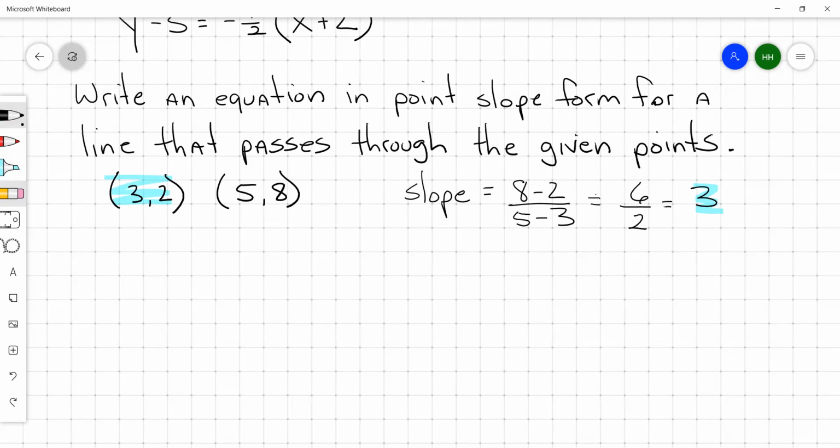So you take it and we go y and the opposite of the y value given. And today, let's just use the first point each time. All right, let's use the first point. So we're going to go y minus 2 equals the slope, which is 3. Left parenthesis, letter x. And the opposite of the x value that's given. So in this case, we get a minus 3. There's our equation in point-slope form for a line that passes through the 2 given points.